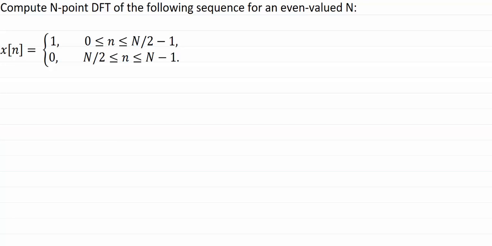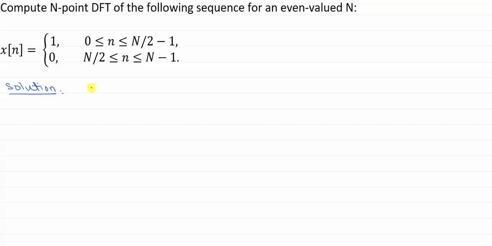Okay, so this is a simple problem where we are given a sequence. We are asked to compute its N-point DFT. To be able to do that, we need to remember three main things. The first one is we need to know our DFT formula. The second is we need to know the geometric series formula. And the third is we need to know how to deal with the indeterminate form 0 over 0, perhaps using L'Hopital's rule. So let's solve that problem.